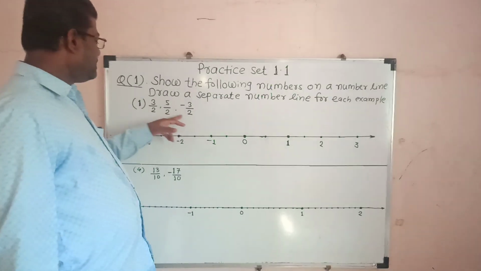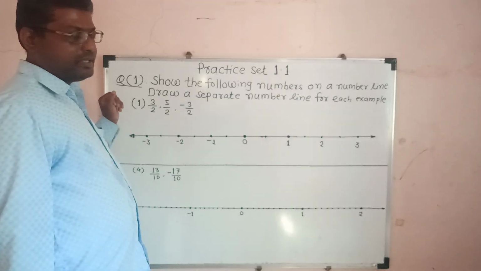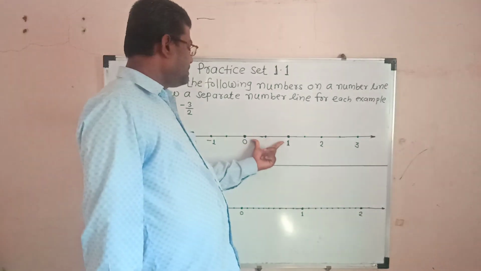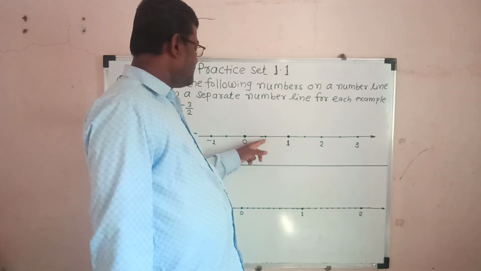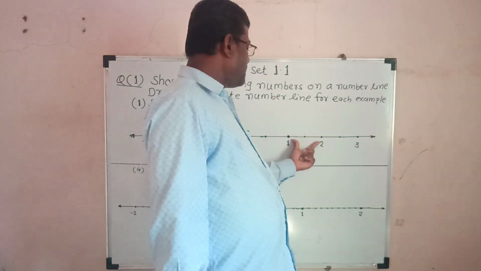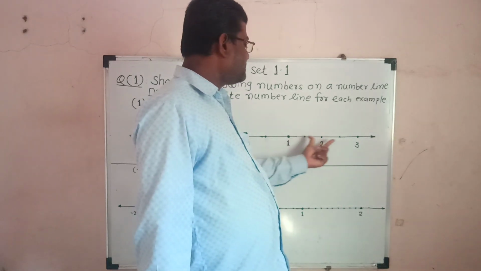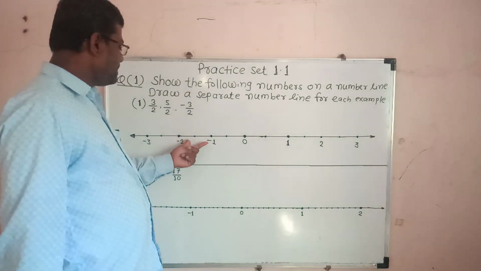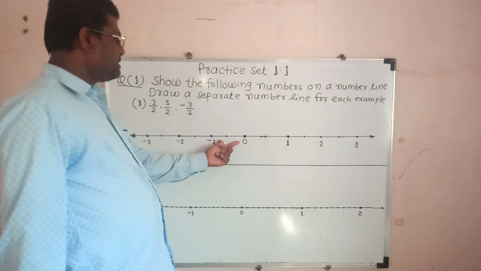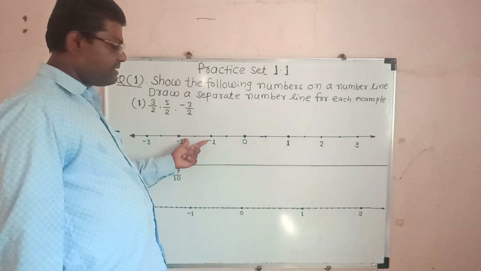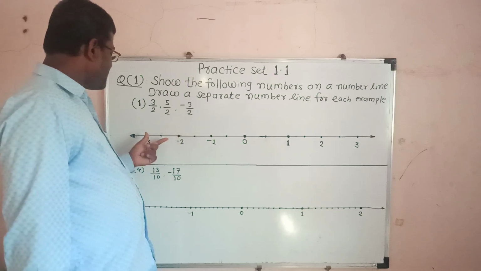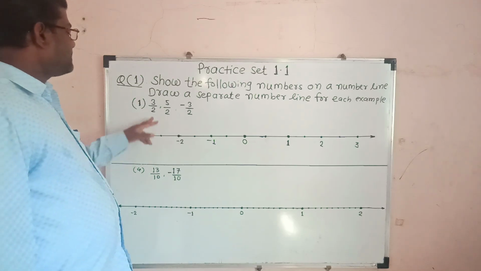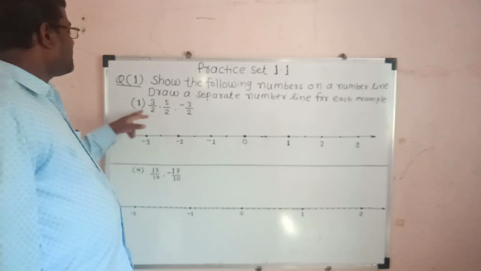Here the denominator of each fraction is 2. Therefore, each unit distance is divided into 2 parts. That is, the distance between 0 and 1 is divided into 2 parts. Distance between 1 and 2 is also divided into 2 parts. Distance between 2 and 3 is also divided into 2 parts. Similarly, distance between 0 and minus 1 is divided into 2 parts. Distance between minus 1 and minus 2 is divided into 2 parts. Distance between minus 2 and minus 3 is also divided into 2 parts, as the denominator of all these rational numbers is 2.